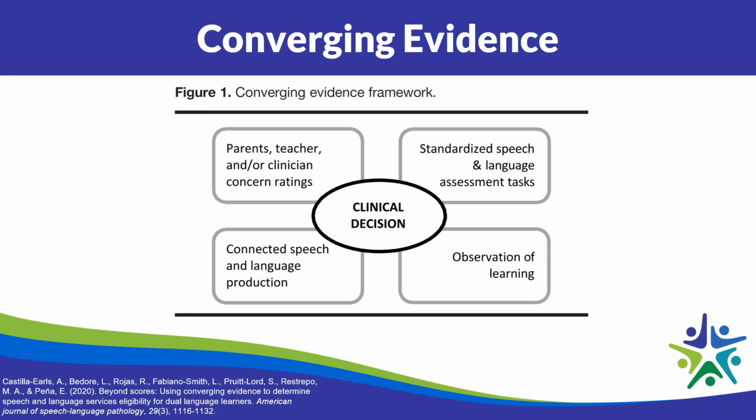This paper does a great job of showing how converging evidence is important for all of our students, especially those who speak multiple languages, speak a different dialect, or have a unique lived experience that can introduce biases within our traditional testing. Now, looking at their converging evidence, we see many of the things we've talked about already. We see parent, teacher, clinician ratings, concerns, so we can get these from interviews, questionnaires. We talked about our standardized norm-referenced assessments. We talked about observation. And we also see a critical piece of this converging evidence framework is looking directly at students' connected speech and language production. Another word for that, language sample analysis.